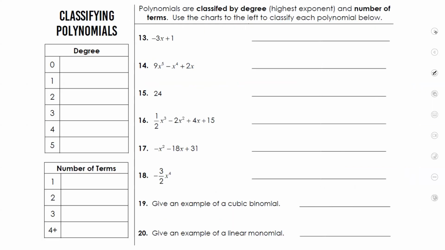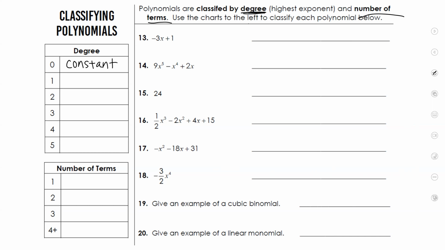Let's do some more examples. We're going to make a chart about our degrees. We're going to classify the polynomials by the degree, which is the highest exponent, and the number of terms. And guys, this is stuff you already know. If it's degree 0, it's just a constant. Any number is a constant.